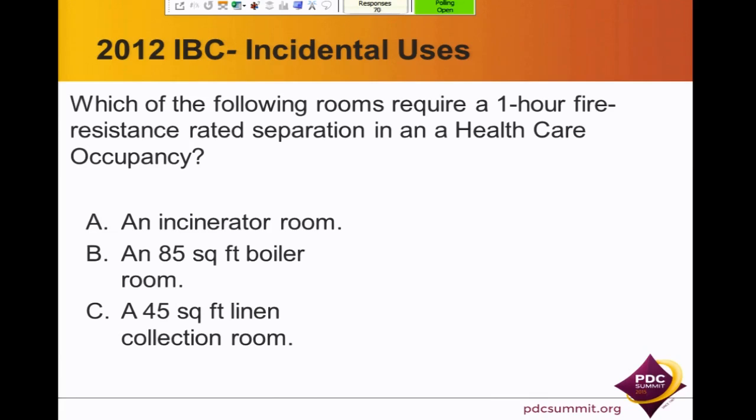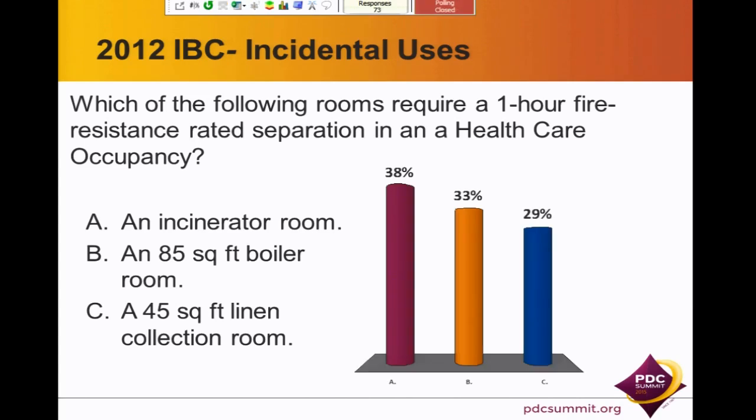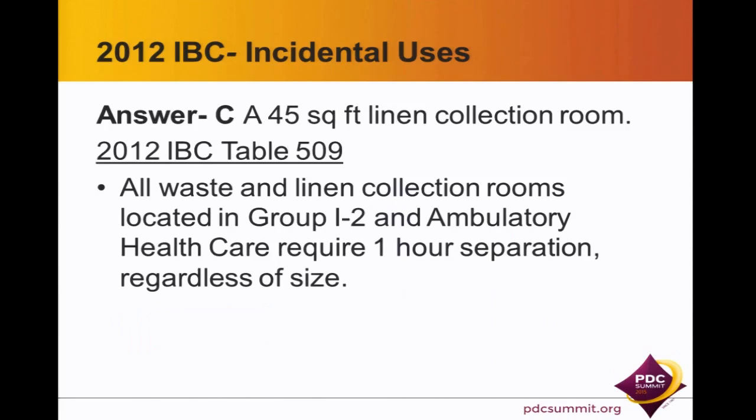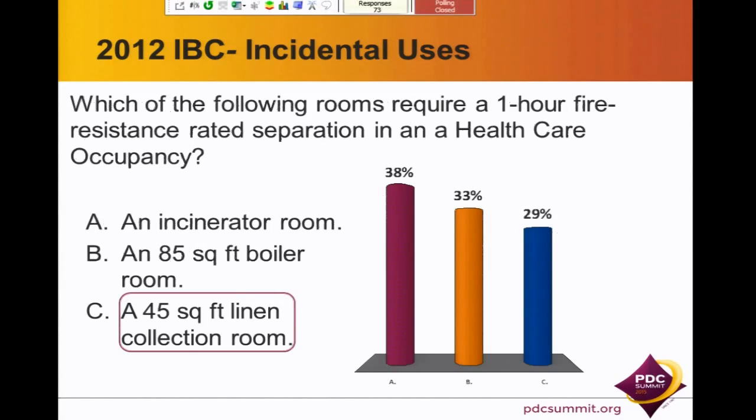And we'll close the polling. All right. The correct response is actually C, a 45 square foot linen collection room. The incinerator room actually requires 2 hours, so this is only 1. And the 85 square foot boiler room, it's dependent on the boiler equipment within the room. So we tricked you a little bit with the square footages. However, the point is really that any linen collection room, and this is both in healthcare and ambulatory healthcare, of any size, is required to have a 1 hour fire resistance rating per the IBC.